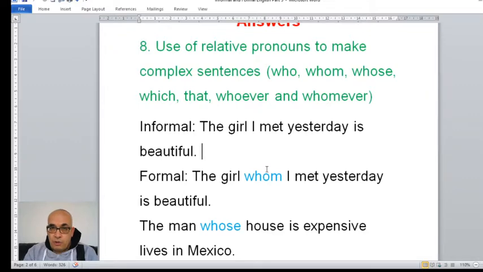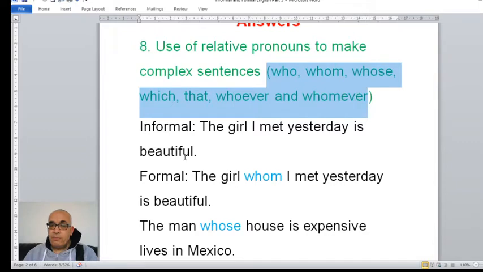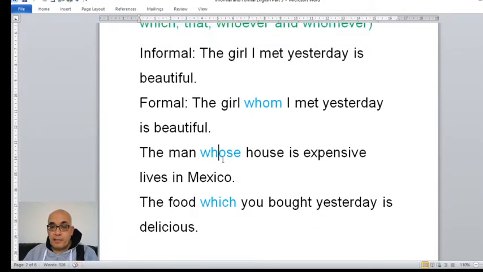So if you want to write or speak formal English, try to use complete sentences and try to use relative pronouns. Another example. Again, the man whose house is expensive lives in Mexico. This sentence is formal and it uses a relative pronoun, and the words are formal. The food which you bought yesterday is delicious.